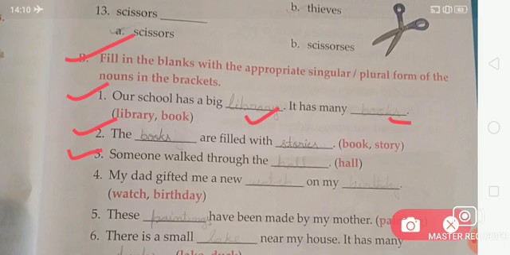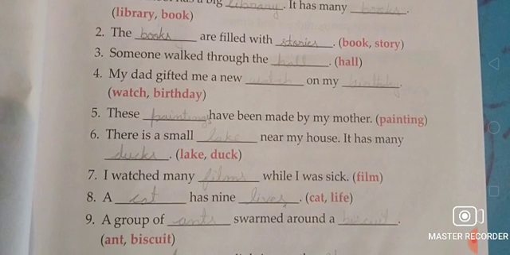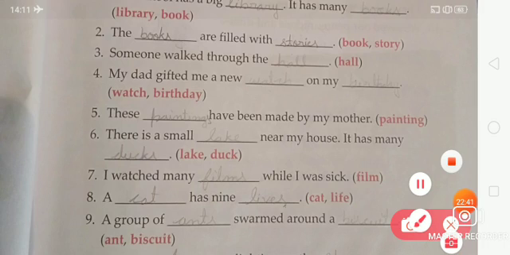Okay. Third is, someone walked through the hall. So here we will write hall. Number 4, my dad gifted me a new dash on my dash. So we will write, my dad gifted me a new watch on my birthday. Next is number 5, this dash have been made by my mother. So we will write here, these paintings have been made by my mother.